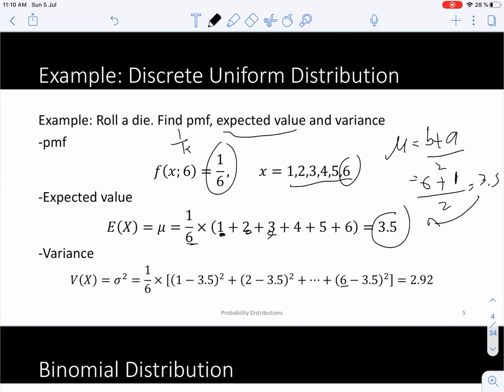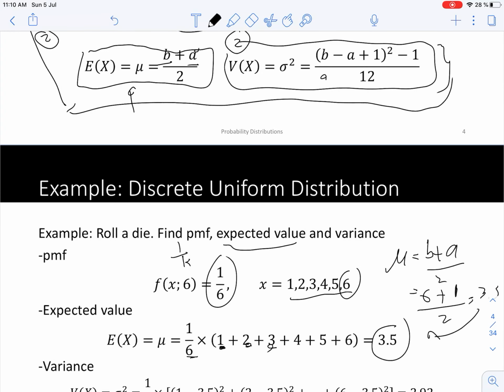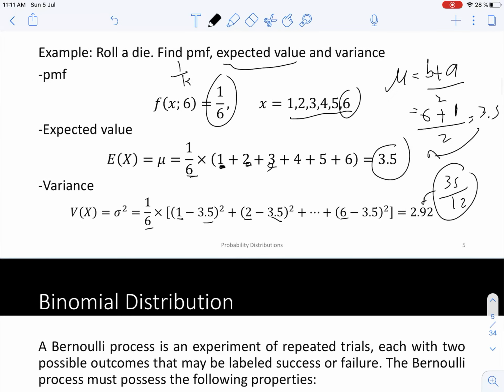In the case of the variance, same thing, there is a general equation. We have x minus mu squared for every single value times the respective probability. Since here it is the same, it's 1/6. Or you can use the expression for the variance: b minus a plus 1 is 6 minus 1 plus 1, that's 6 squared, 36, minus 1, 35, 35 divided by 12, which has to be equal to 2.92. 36 divided by 12 is 3, so 35 divided by 12 should be close to 2.92. So there you will get the same answer.